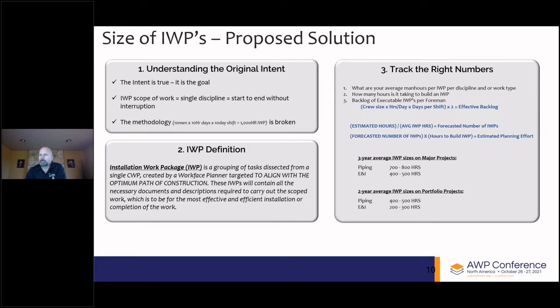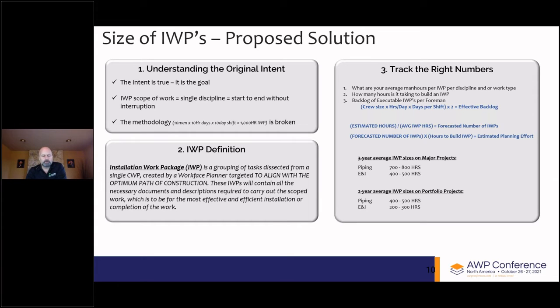The third area of a proposed solution in terms of the sizes of the IWPs for the industry is that we need to start tracking the right numbers. And so 3 areas of numbers that are important to start tracking is what are your average man hours per IWP per discipline and per work type. When you get down into the disciplines, if you have the clarity on not just a discipline average, but a work type average, your clarity in estimating ongoing work or future work is a lot more accurate.